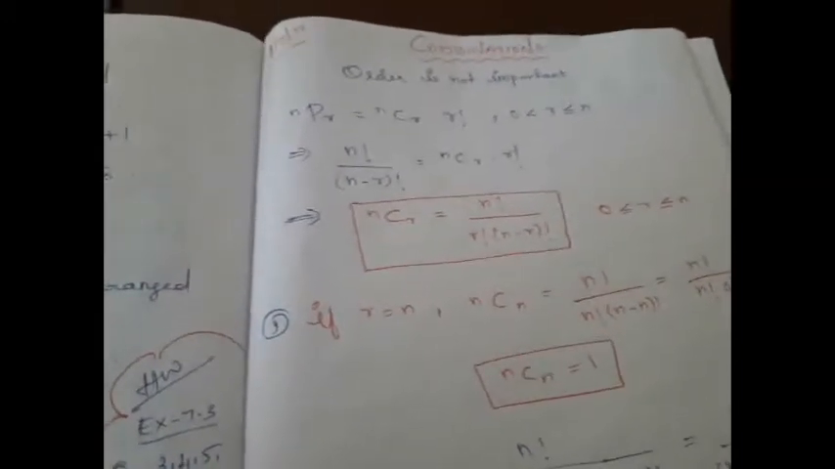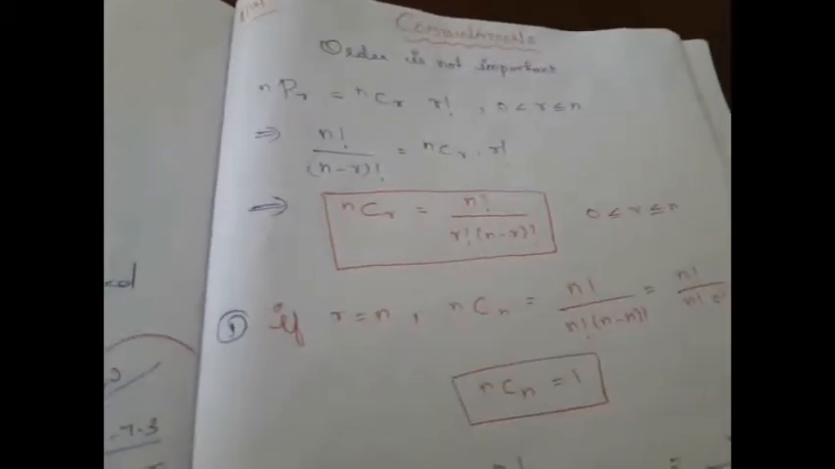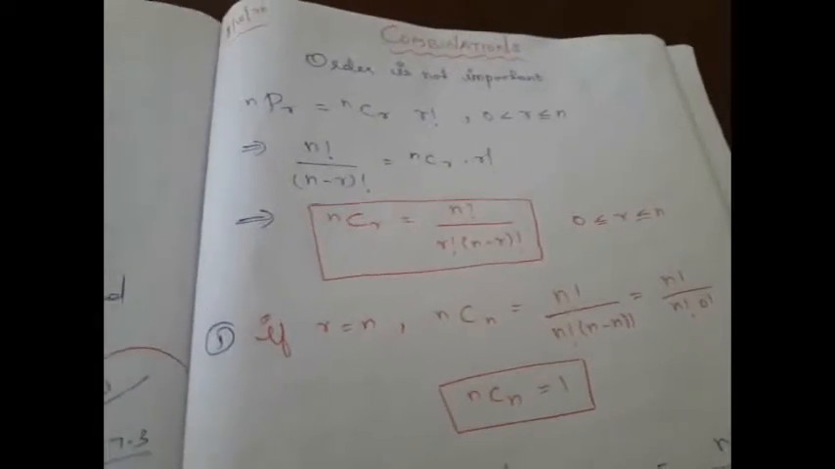Hope you understood. When the order in which the event occurs is not important, then we will go with combination. When the order plays a vital role in the particular situation, we will go with permutations, right? So let us derive the formula for combinations now.